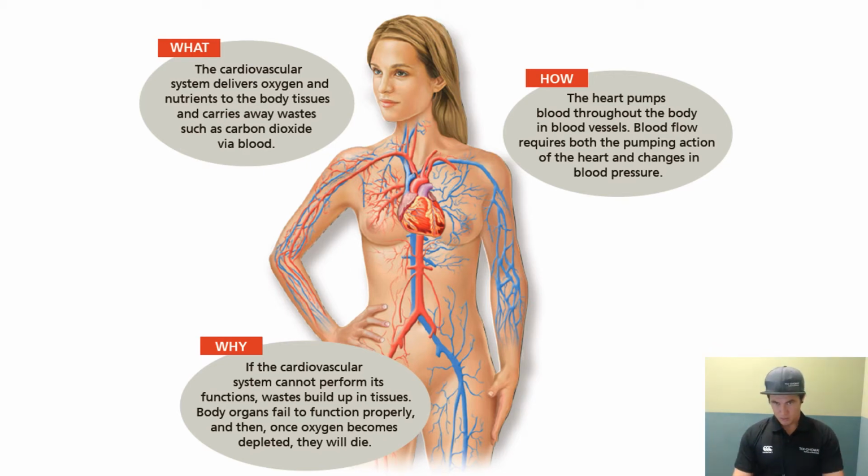Blood flow requires both the pumping action of the heart and changes in pressure. So more pressure means more blood flow, less pressure means less blood flow. In different situations we will need more pressure and less pressure. If the cardiovascular system could not perform its functions, then waste would build up in tissues, body organs would fail to function properly, and then once oxygen becomes depleted, cells start to die.